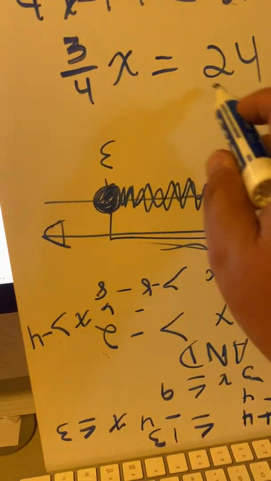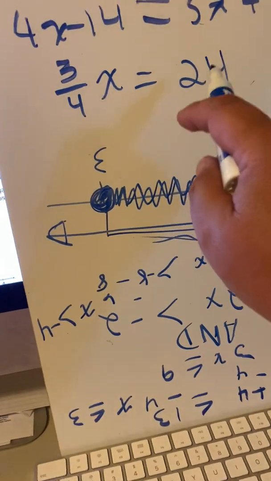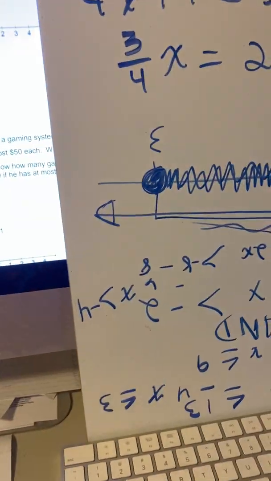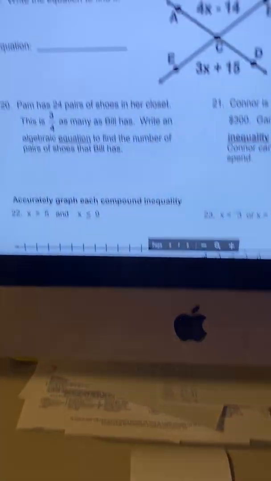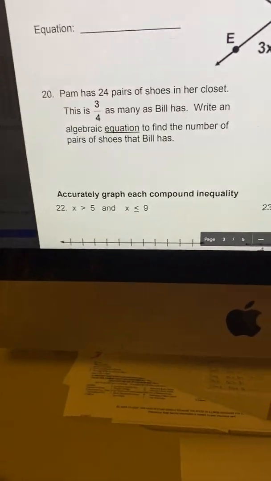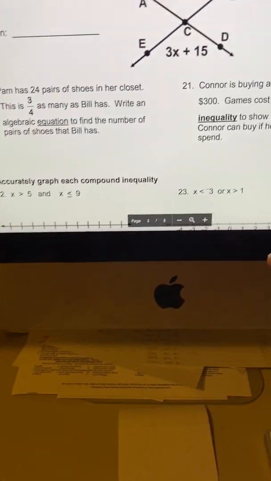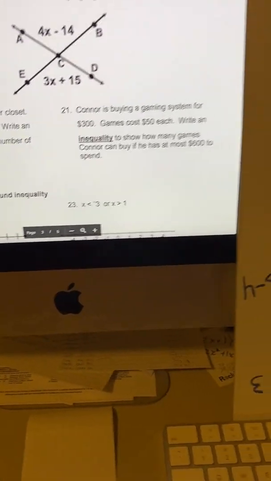That means Pam's is, Bill's got a crap ton of shoes. That's what that's telling you. Her 24 shoes is just 3/4 of whatever Bill's is. Bill is a shoe hoarder. He has too many shoes. You only have 2 feet, most of you. Okay, so Bill, you got too many pairs of shoes. Good Lord, you've got a ton of shoes.